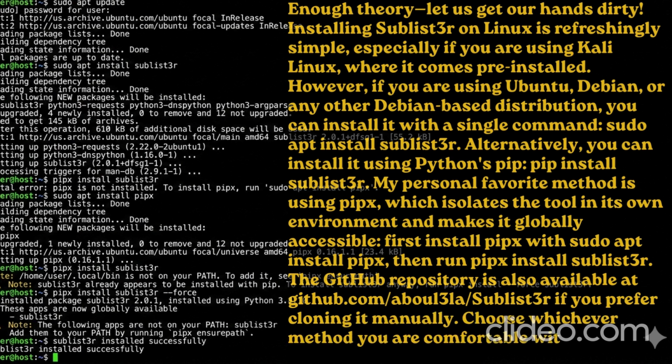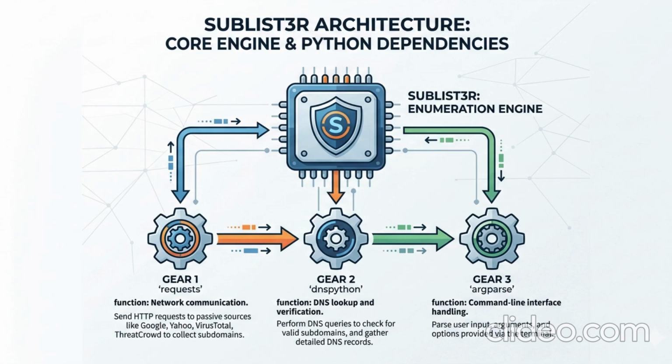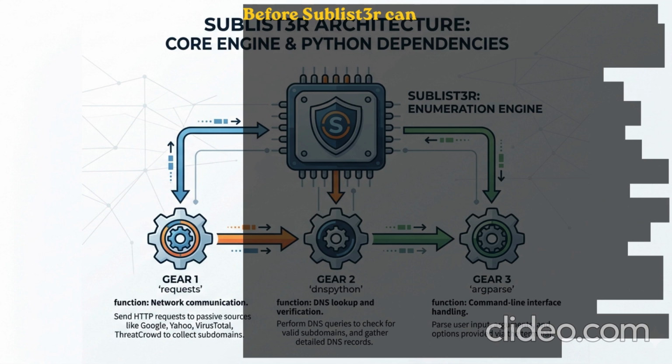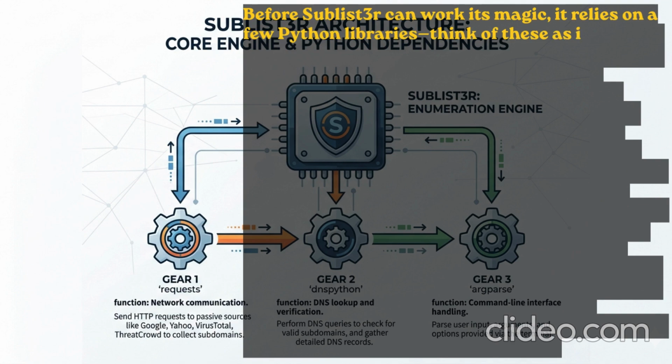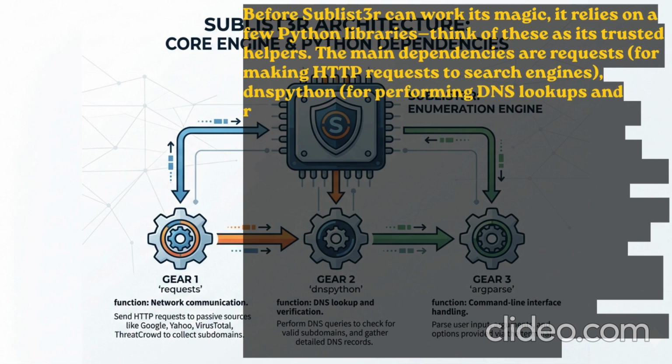If you prefer cloning it manually, choose whichever method you are comfortable with. There is no wrong answer here. Before Sublist3r can work its magic, it relies on a few Python libraries. Think of these as its trusted helpers. The main dependencies are requests for making HTTP requests to search engines, dnspython for performing DNS lookup and resolution, and argparse for parsing all the command line arguments that will be used.